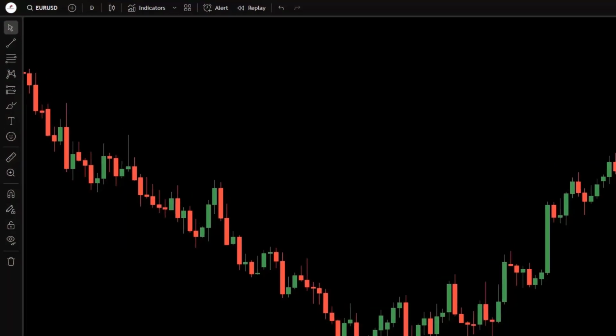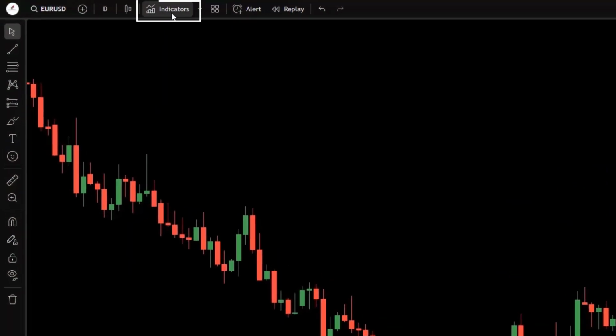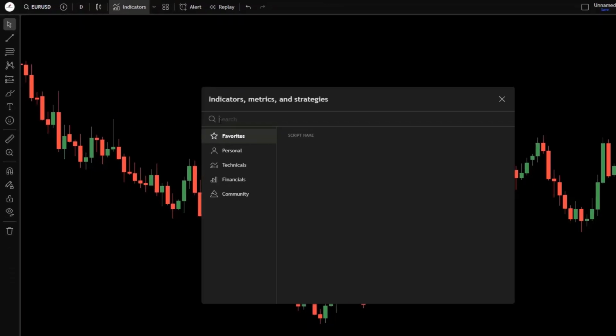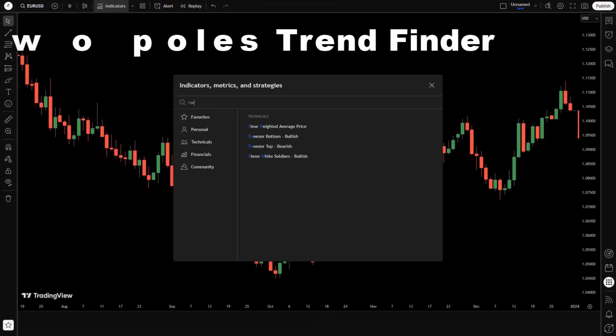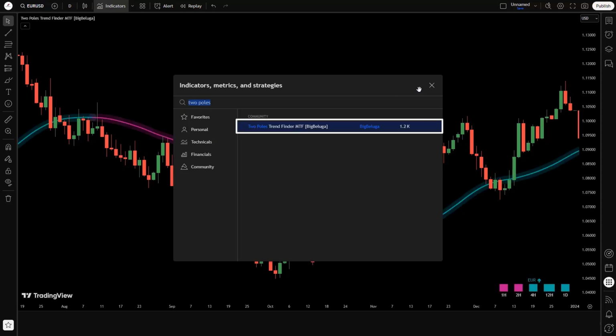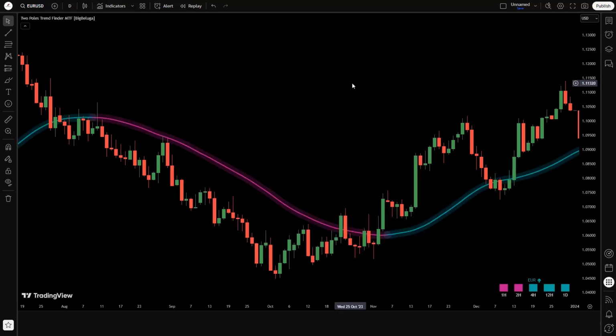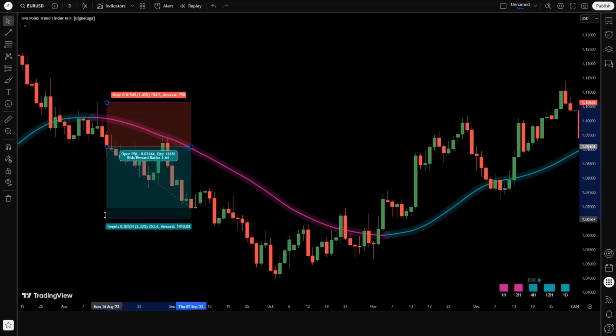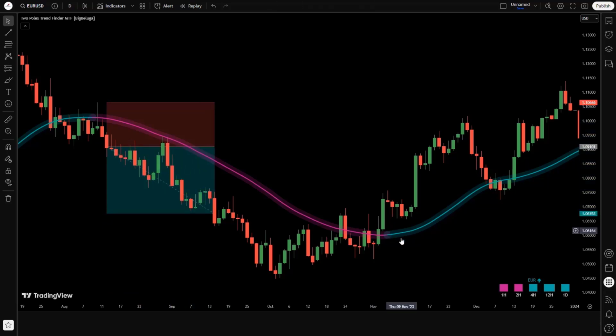So let's get started. First of all, we will click on the Indicators tab. Here in the search box, search Two Poles Trend Finder. Now add this indicator to the chart. Now let's know how to use this indicator. Here the Two Poles Trend Finder indicator has given a sell signal. And here the Two Poles Trend Finder indicator has given a buy signal.